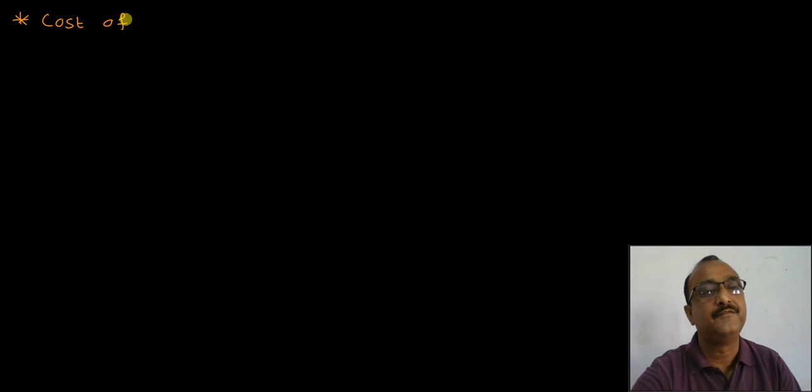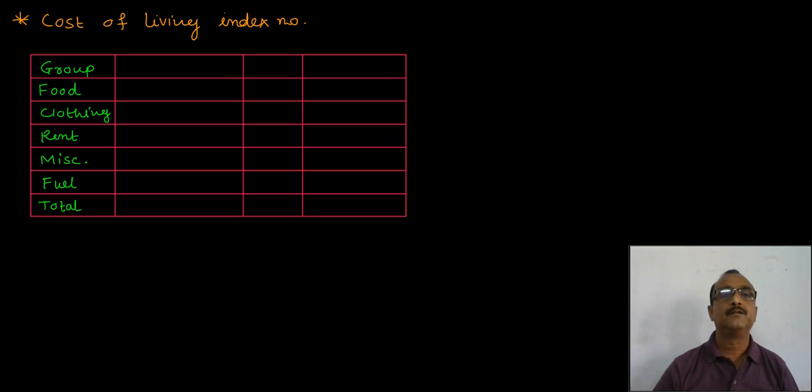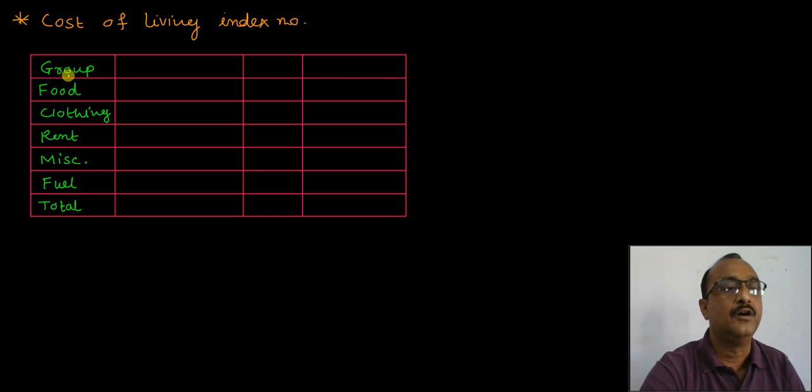Cost of living index number. Now, in the cost of living index number, I am writing here the groups: food, clothing, rent, miscellaneous and fuel, respectively.